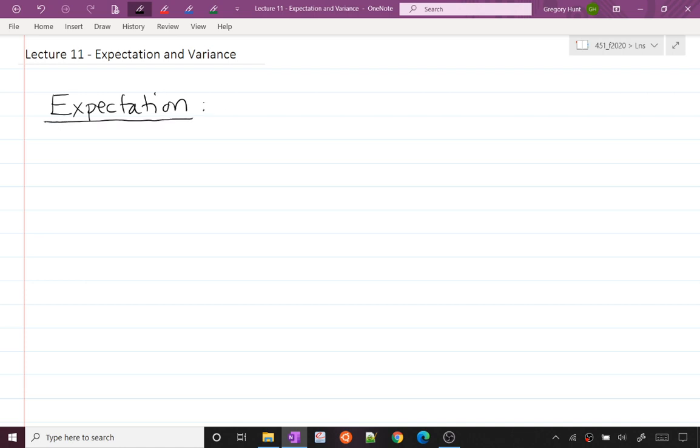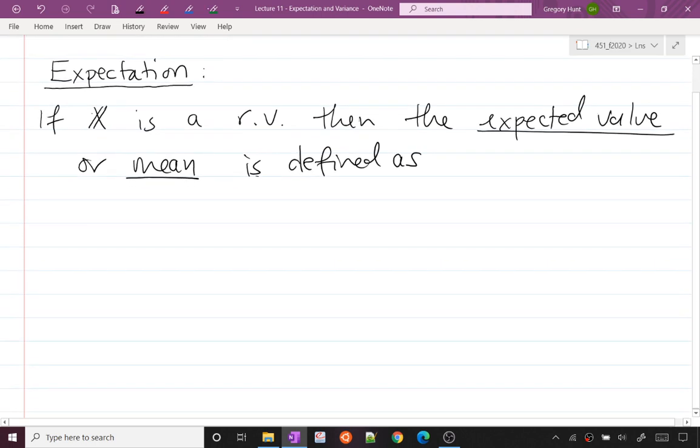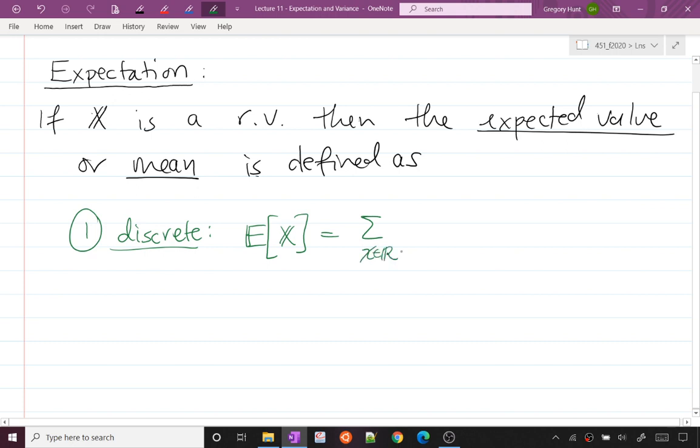a random variable was, and we said that if we have some random variable x, then the expected value, often called the mean, is defined as, and there are two cases. One, if we have a discrete random variable. In that case, the expected value of x, denoted e of x, is the sum over all possible x, or x in the support, of x times little f of x, and this little f, of course, is the probability mass function.